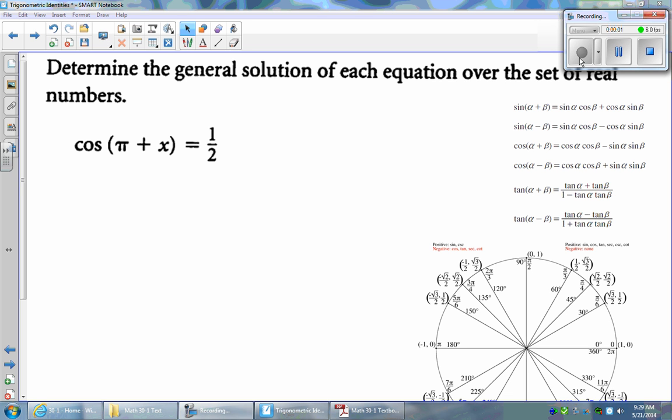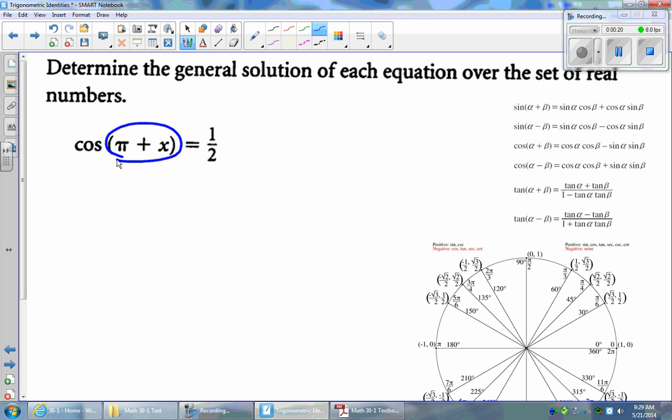All right, in this podcast, I'm going to show you guys how to find the general solution of an equation where you may have to use an identity to simplify it. So for example, in this equation here, we know that cosine of pi plus x is equal to 1/2. Now it's kind of an interesting equation because look at the argument. It's not just x, but it's x plus pi. Now that's a good indicator actually.